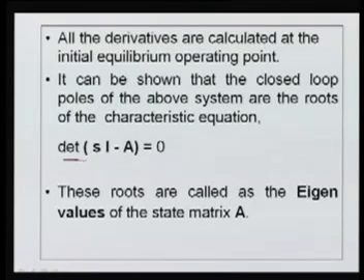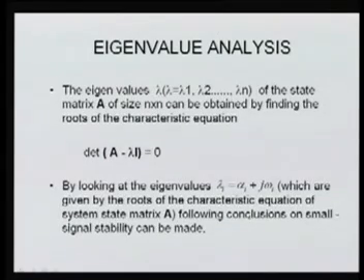Here, determinant of sI minus A, where s is the Laplace transform variable, I is the identity matrix, and A is the state matrix. If you take the determinant of this and equate it to 0, then the characteristic equation which you get, the roots will be nothing but the eigenvalues of the state matrix A. So this eigenvalue is very, very important for the dynamic stability of the system. Only these eigenvalues can give the information about the stability of the system.